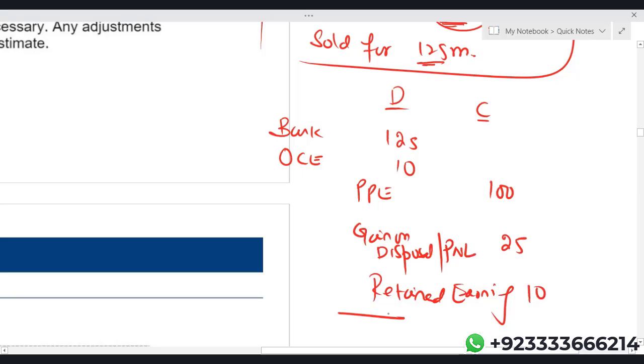So the important thing is, when we are selling the property, plant and equipment, whose carrying amount also includes the revaluation surplus, then that revaluation surplus is closed to the retained earnings. Now we debit other component of equity, OCE debit, and retained earnings will be credited.